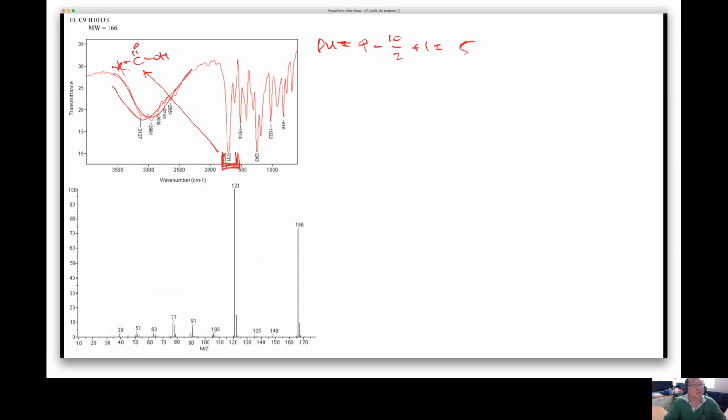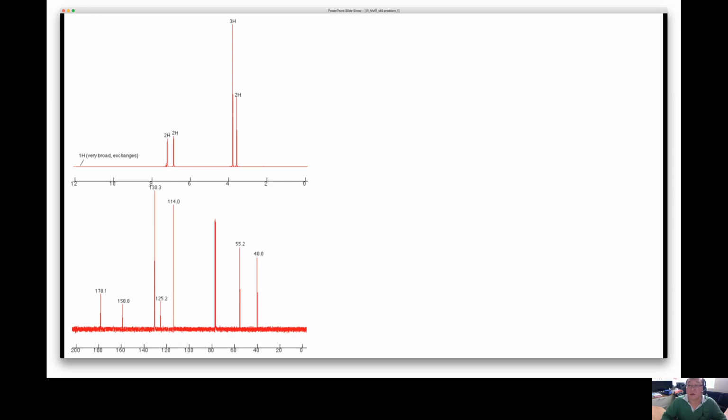So C9H10O3. At least we found the carboxylic acid there. And this one hydrogen is very exchangeable, at such a high chemical shift, which definitely supports the carboxylic acid. So if we subtract C1, O2, H1, then we've got C8, H9, and O1. We still need to find out where one more oxygen could possibly come from.